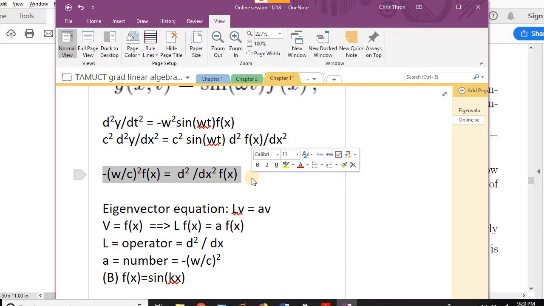You get negative w over c squared sine of kx equals negative k squared sine of kx. Now you can certainly cancel the sine of kx, and the squares, you take the square root of both sides. The negatives go away. You get k equals w over c. No, not quite. The modulus of w over c?